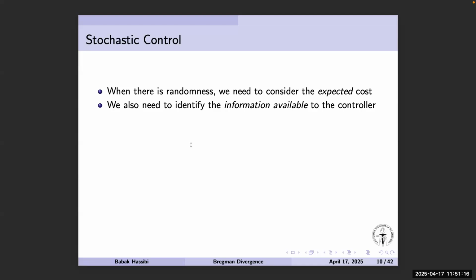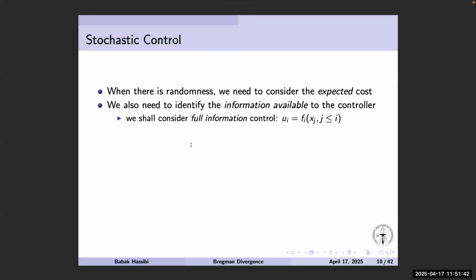And as soon as we talk about something random, it's important to identify what information is available to the control. Okay? In the deterministic case, that was not an issue because there was no uncertainty about what's going to happen in the future. You just solve an optimization problem. Here, it does matter what you know about the system. And so the information available is critical.